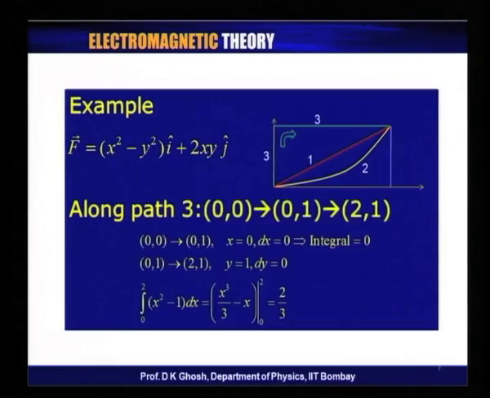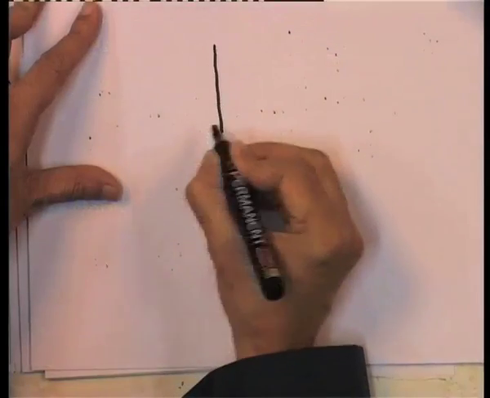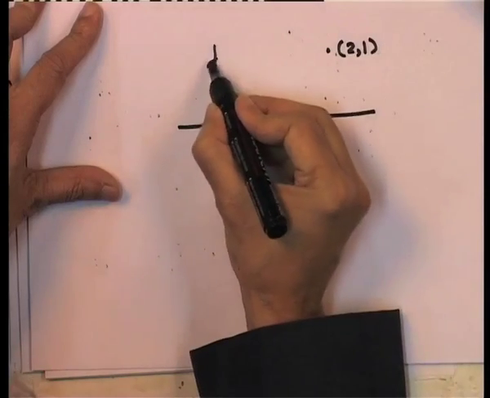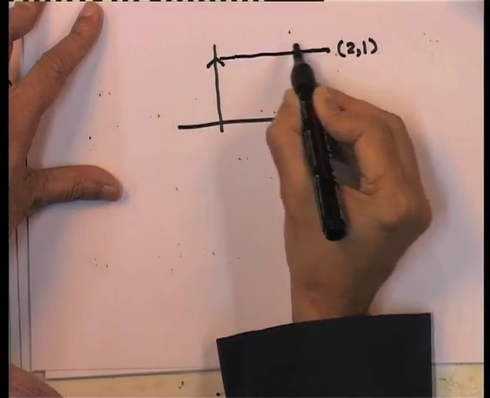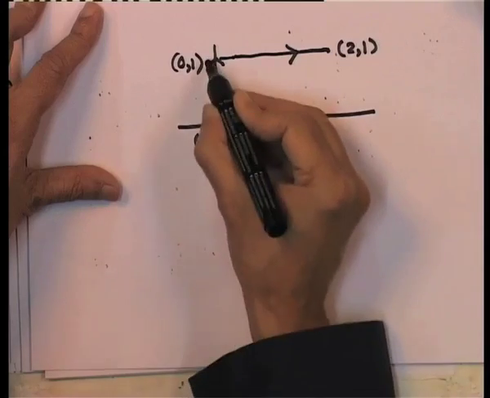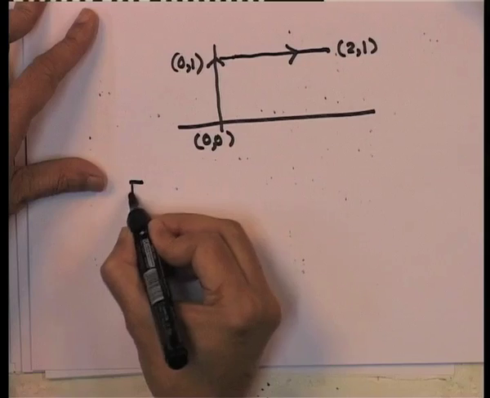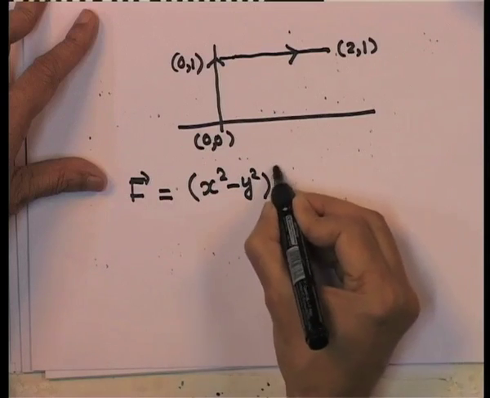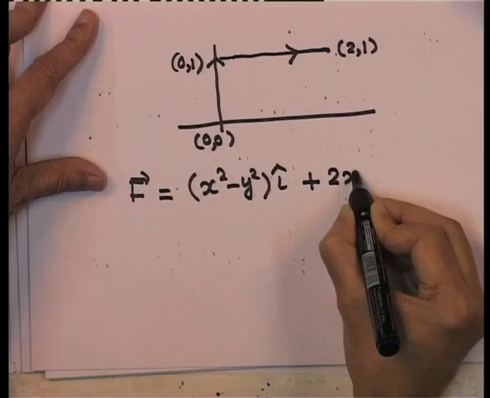In the third case, I am taking a path from origin to again 2 1 by a little complicated path. I am first going from here 0 0 to 0 1. So, let us draw that path here. So, I want to go to 2 1 and I am going by a broken path like this in 2 steps. So, this is 0 1, this is 0 0. So, I go like that, first like this, then like this. Recall my force is x square minus y square, x component, and the y component is 2 x y j.